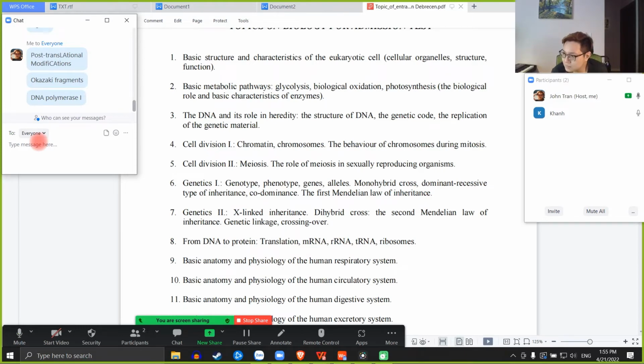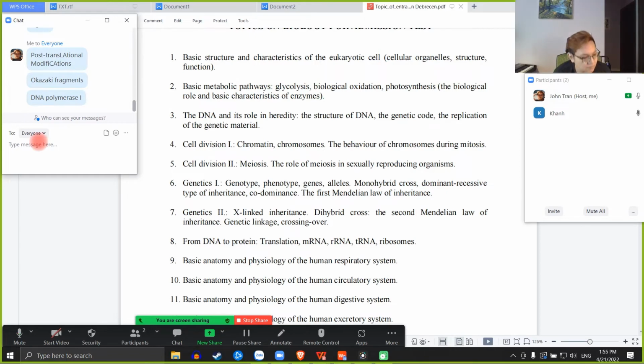Okay. Now, let's talk about why we need replication of DNA. Why is it even necessary? Why do we need DNA replication? Think about interphase. Think about the fact that the cells need to double.